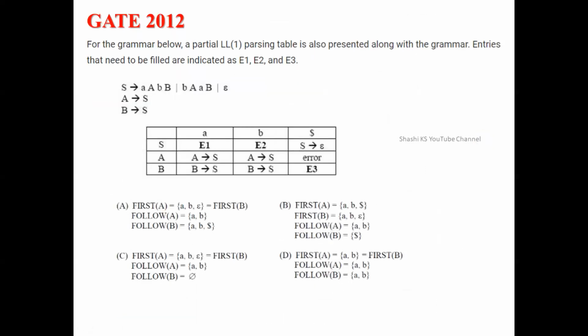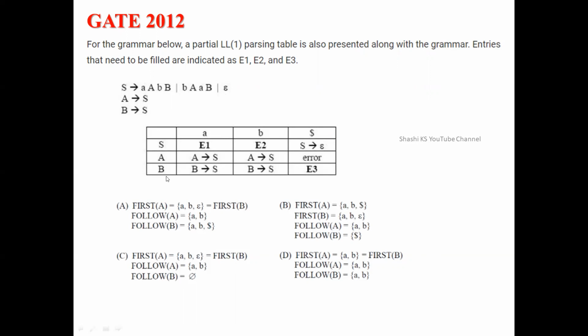The next is a question which was asked in the GATE 2012 examination. So here an LL1 parsing table is given. This is your LL1 parsing table, where you have the non-terminals on the left-hand side and the terminals on the top, in the columns. And your grammar is given here. Based on the options given, you need to find the first of A and B and the follow of A and B.